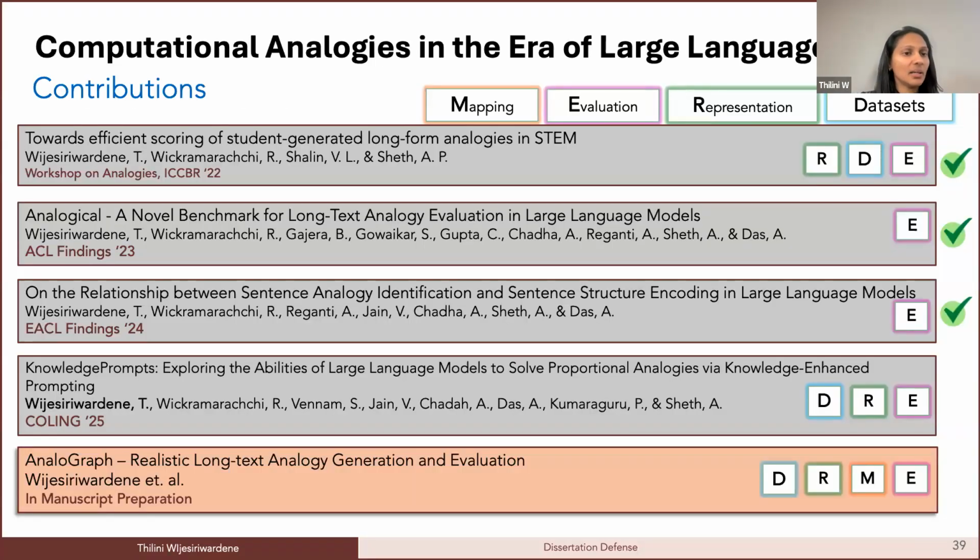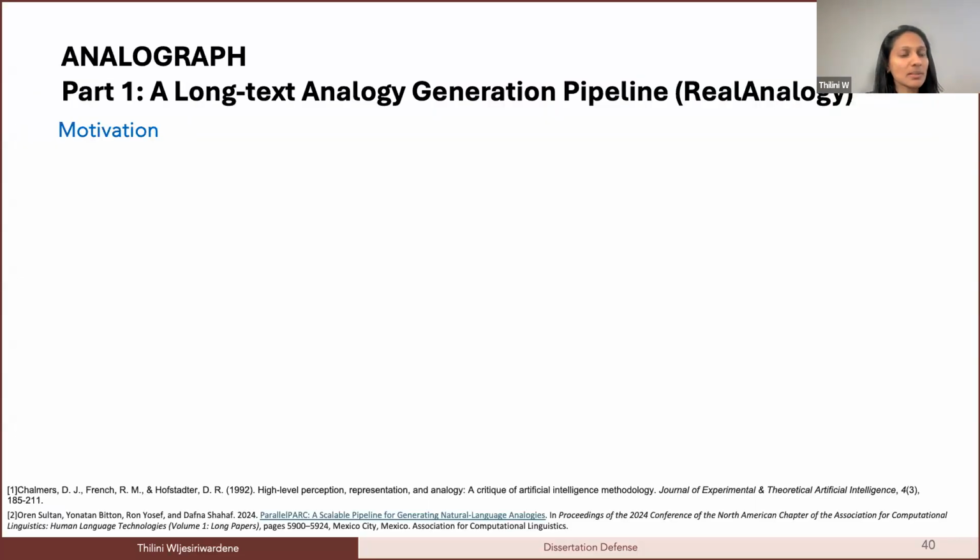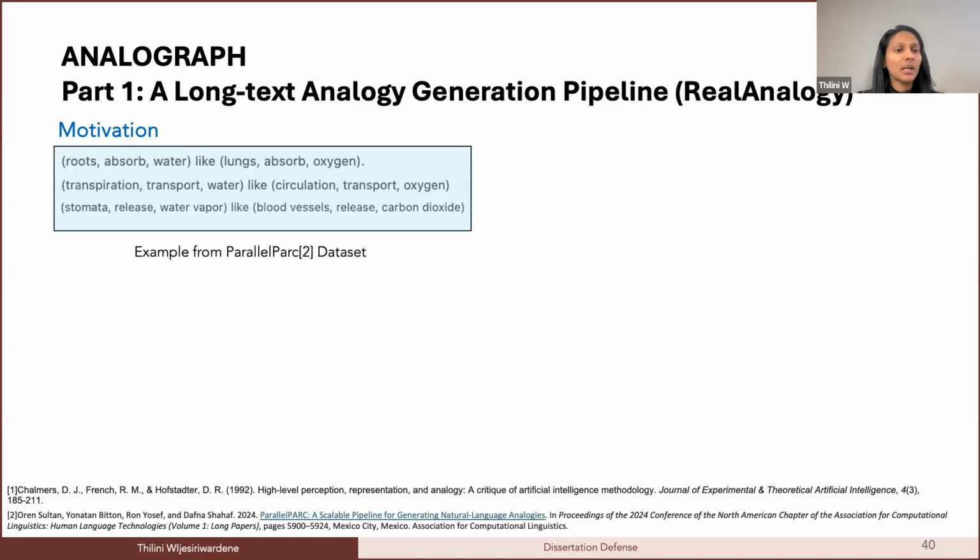And finally, we are here at analograph. This is where we try to evaluate realistic long text analogy generation and evaluation. This has two parts. One is data generation, and the second part would be data evaluation. So the motivation, right? This is an example of a data point from a data set that has long form analogies.